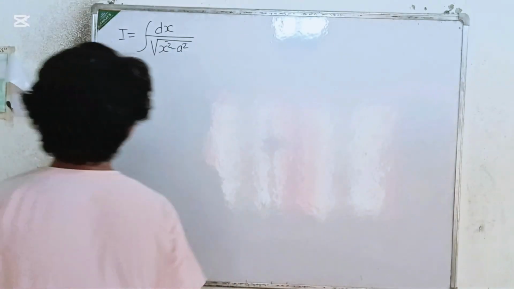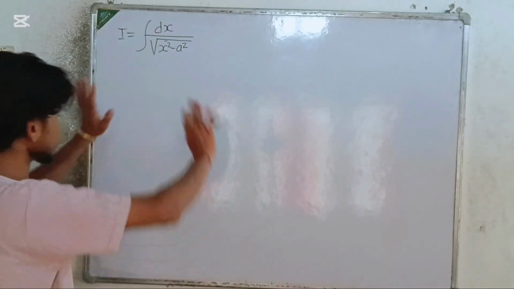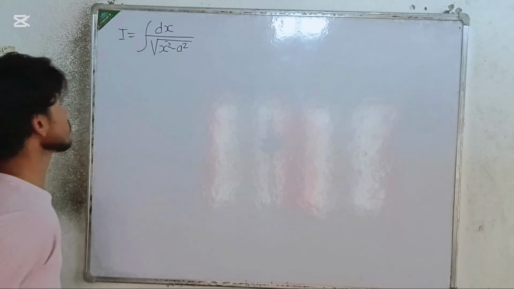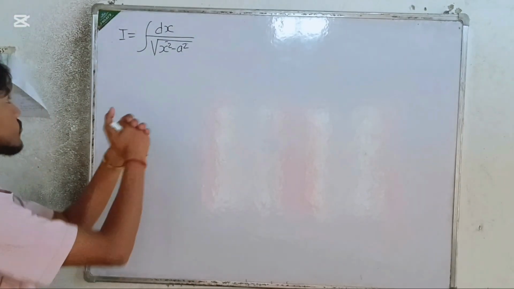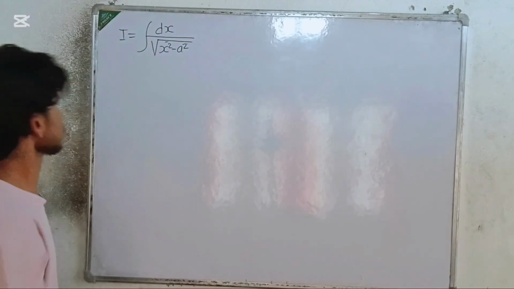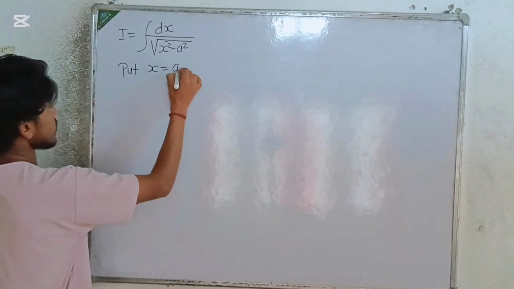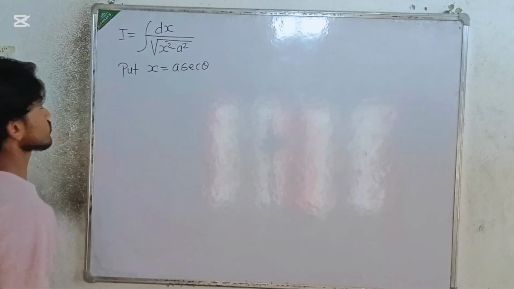It is quite simple because I know how to do it. It may not be simple for other people, but it is quite simple. Once you find out what you have to substitute, you immediately get the result, right? So the substitution is going to be: put x equals a sec theta, right?